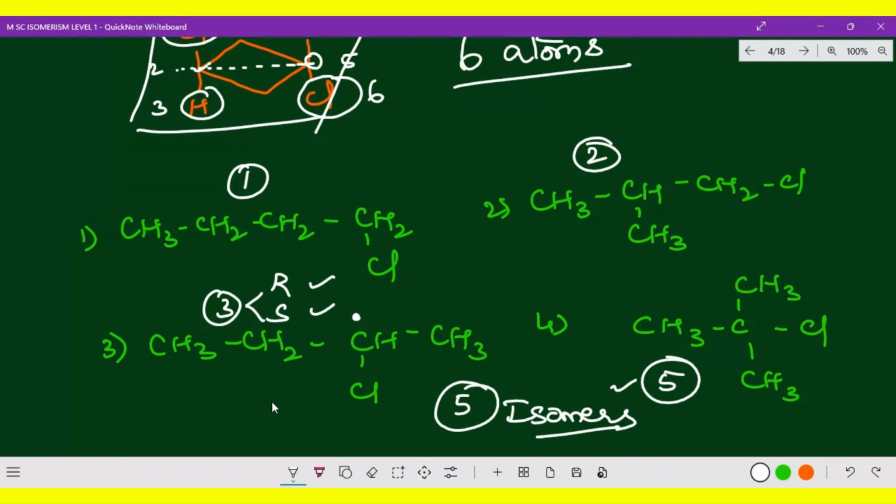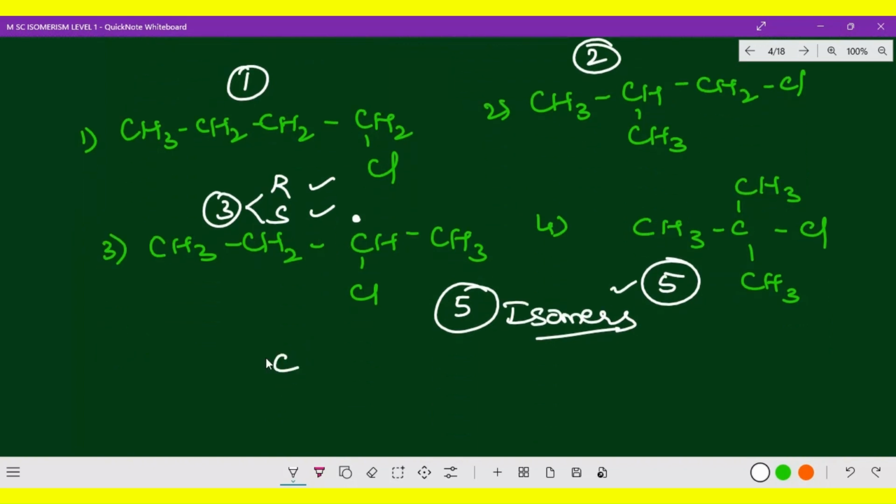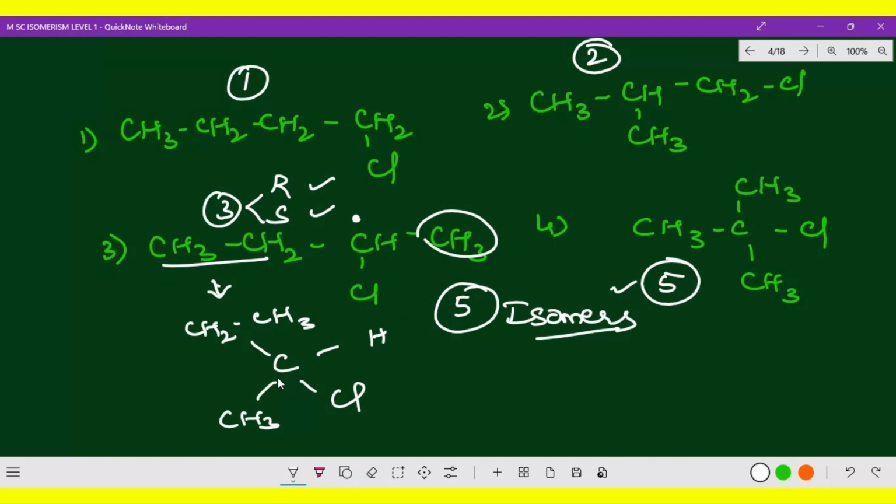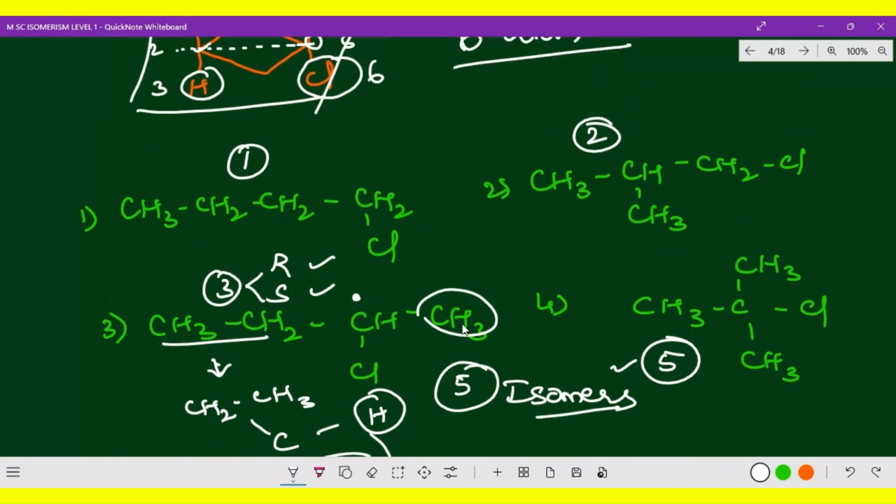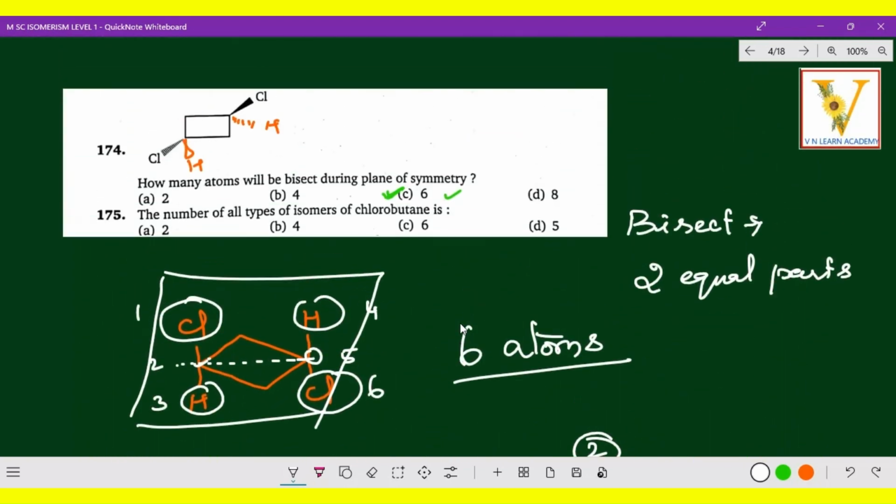How do we go for RS configuration? In the chiral compound, this carbon is attached with Cl, hydrogen, this side CH3, and this side CH2CH3. So it is chiral, and here RS configuration applies, anticlockwise and clockwise. So this is a chiral molecule. How many isomers are possible? 5 isomers are possible. I hope you got the clarity. Let's go to the next question. So the fifth answer is correct, I mean 5 isomers are possible.